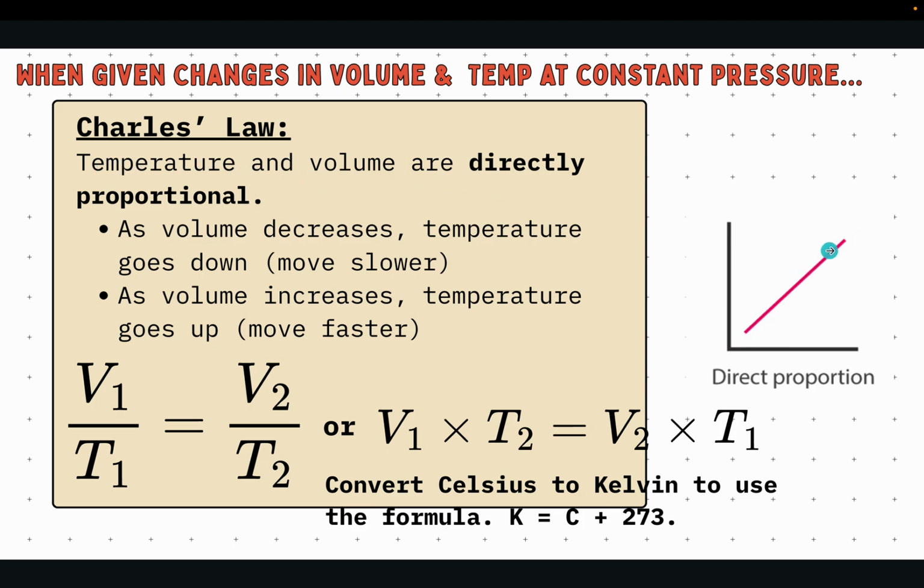It's shown by this graph right here. As you can see, it's linear. It goes straight up, which means as one goes up, the other one also goes up. One goes down, the other also goes down. So as volume decreases, the temperature goes down, which means particles move slower. As volume increases, temperature also increases, which means molecules move faster.